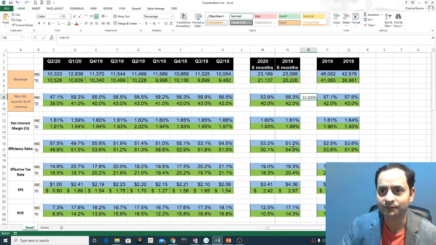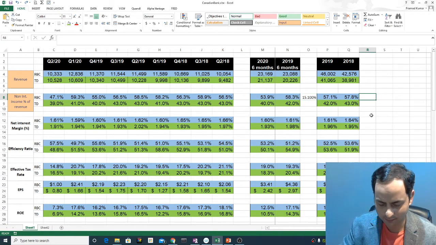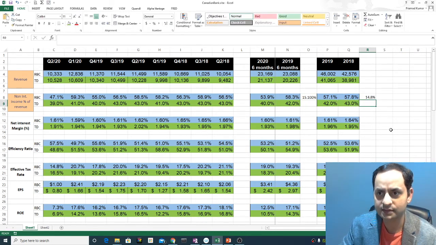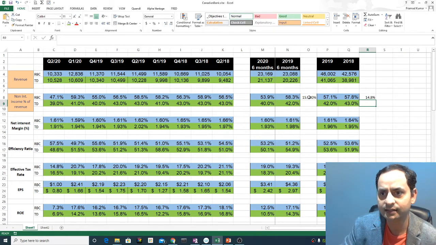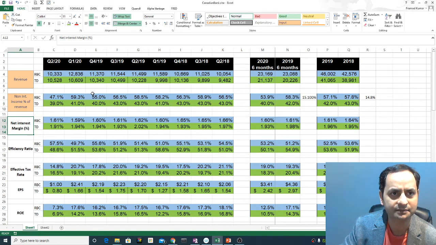Maybe I'll leave this one. Let's try, just for fun, 2018 as well, to see. So this is the full year. You see the difference is even growing, from 14.8 to 15.1. So this is the net interest margin.